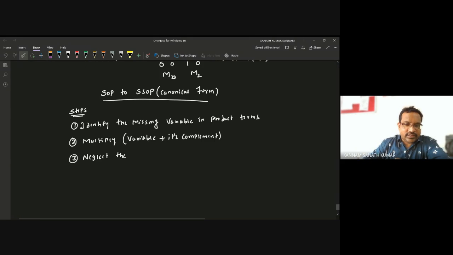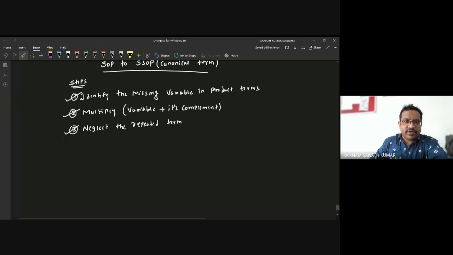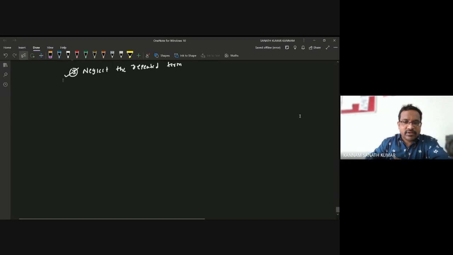So neglect the repeated terms. Converting SOP to SSOP, sum of product to standard sum of product, that is the canonical form. First of all, you need to identify the missing variables in the product terms and multiply by the variable plus its complement, and neglect the repeated terms. Whatever the repeated terms are there, you need to neglect. Here we'll see one example. So these steps you need to remember.